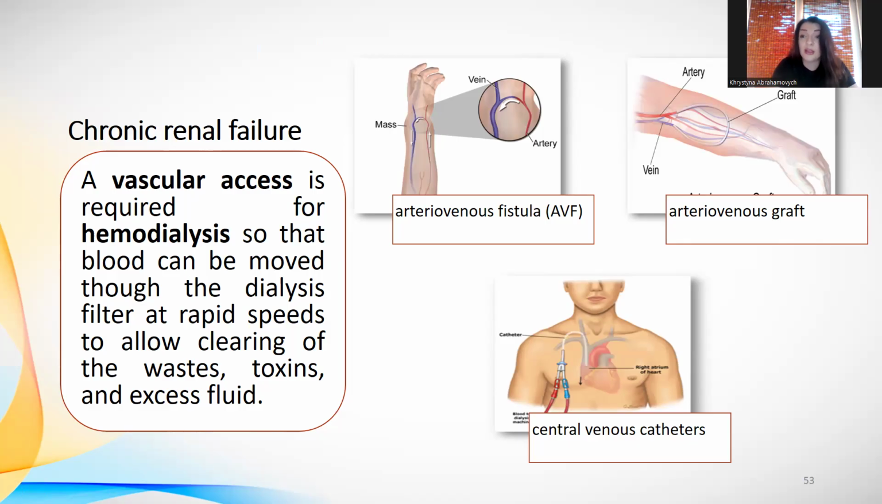of infections. That is why if you know that your patient has end stage chronic kidney disease, you of course will need to recommend your patient to have this surgical operation and to have this arteriovenous fistula. Otherwise, your patient may be infected due to the central venous catheter use. So a vascular access is required for hemodialysis so that blood can be moved through the dialysis filter at rapid speeds to allow clearing of the waste toxins and excess fluids.